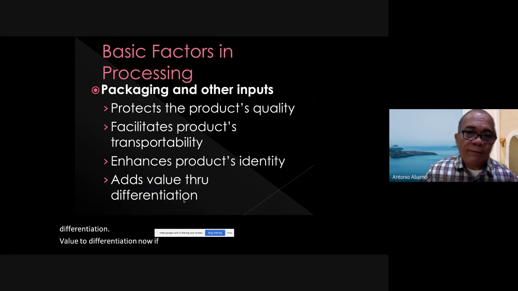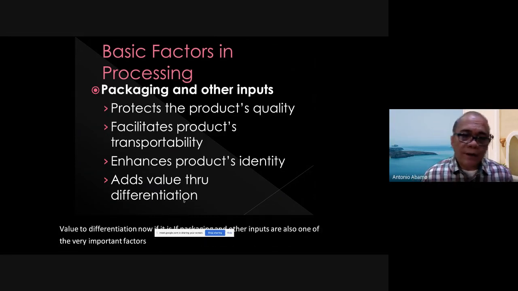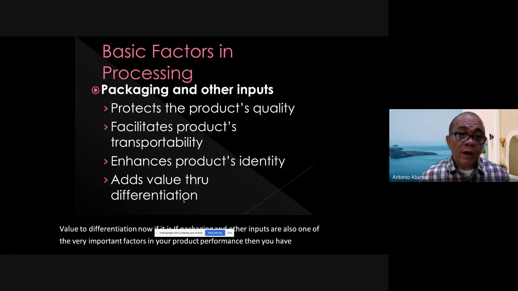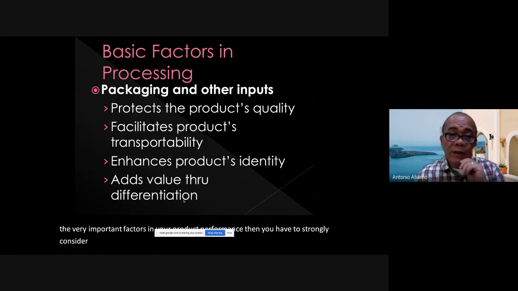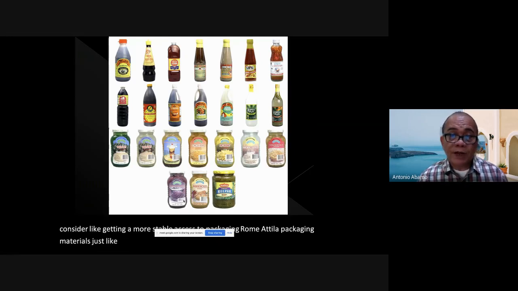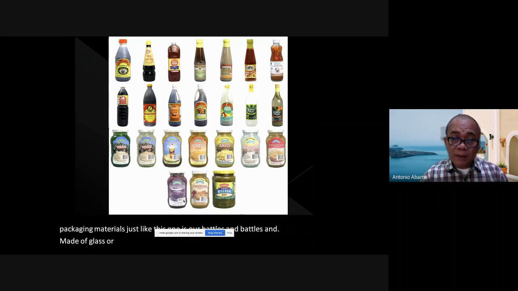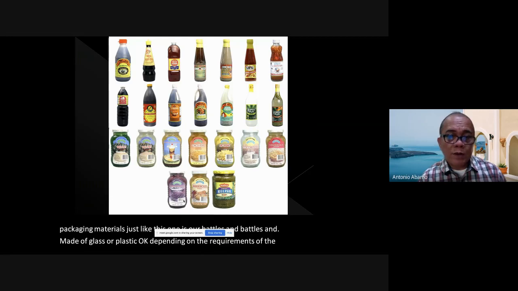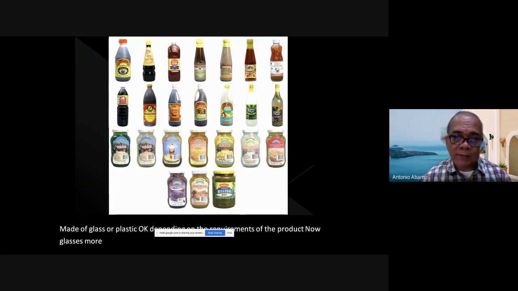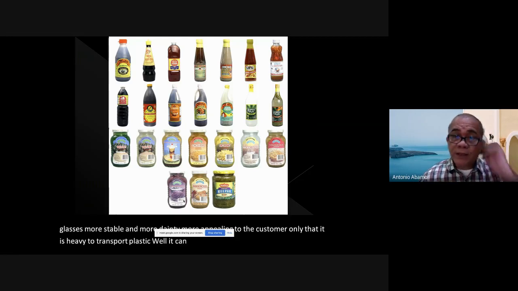Now, if packaging and other inputs are also one of the very important factors in your product performance, then you have to strongly consider getting a more stable access to packaging materials, just like this one, no? These are bottles made of glass or plastic, okay, depending on the requirements of the product. Now, glass is more stable and more dainty, more appealing to the customer, only that it is heavy to transport, no? Plastic, well, it can be used once, but also very light. The advantage is it is very light to transport.